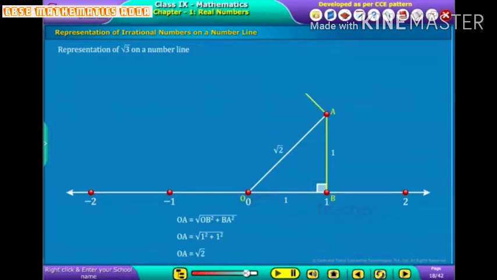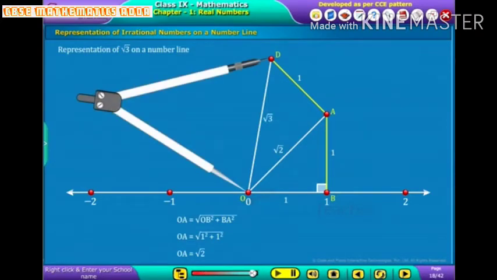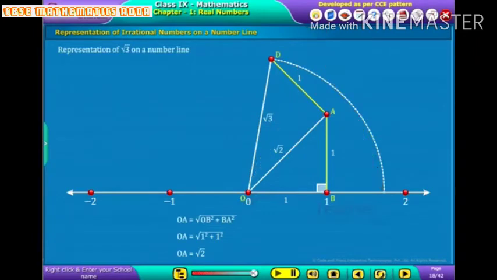Now, draw the perpendicular line to OA of unit length and mark it as D. Now, join OD. Then take OD as radius, that is length of root 3, and construct a circle such that it meets the number line and mark the intersecting point C. So, OC is also a radius of the circle, which is the representation of root 3.